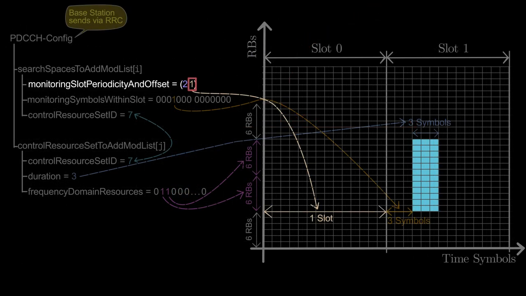The second value in this tuple indicates slot offset within each period. In this example, value 1 indicates CORESET repeated on slots 1, 3, 5, etc.